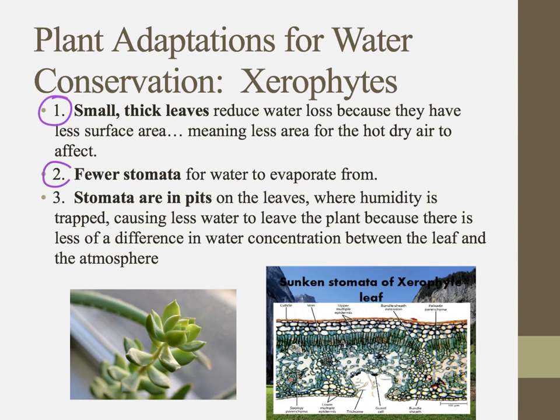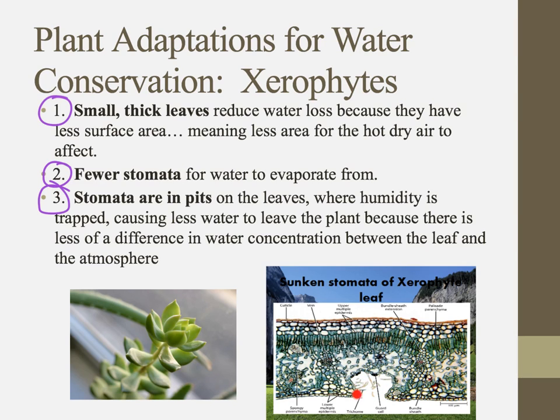They also, just in general, have fewer stomata, so that water can't evaporate as much. They also have their stomata in pits. This part is so cool. So instead of having the stomata down here that's in contact with all of this dry air, they have a pit on the underside of their leaf, and they have the stomata in here. And that's so cool because water can actually accumulate in here.